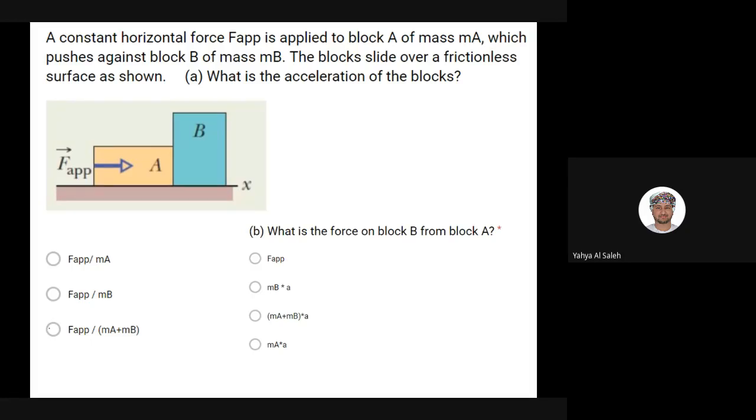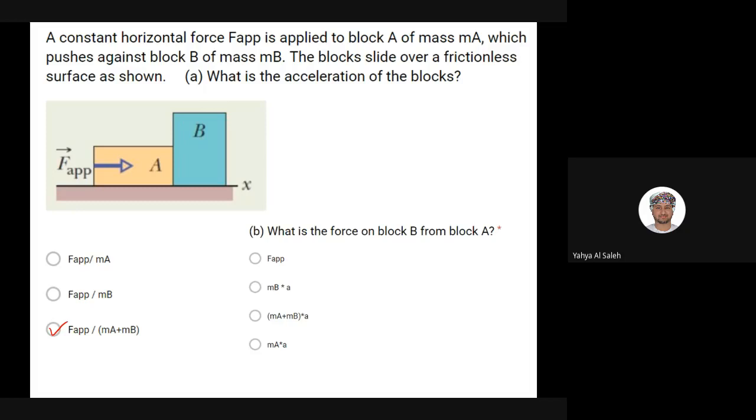Indeed, it is the last one because these blocks are tied together, right? Since they are tied together, the force applies to both of them together. So acceleration is equal to F applied divided by the sum of both masses.